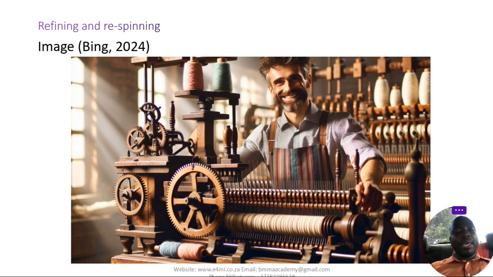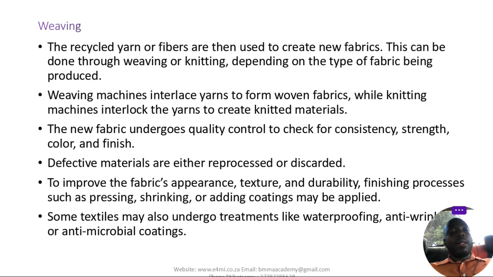So after spinning and making a long thread of yarn, as you see now, the yarn that has been spun in this machine, we then take it into the weaving machine. The recycled yarn or fibers are then used to create new fabrics. This can be done through weaving or knitting, depending on the type of fabric being produced. Weaving machines interlace yarns to form woven fabrics, while knitting machines interlock the yarns to create knitted materials.